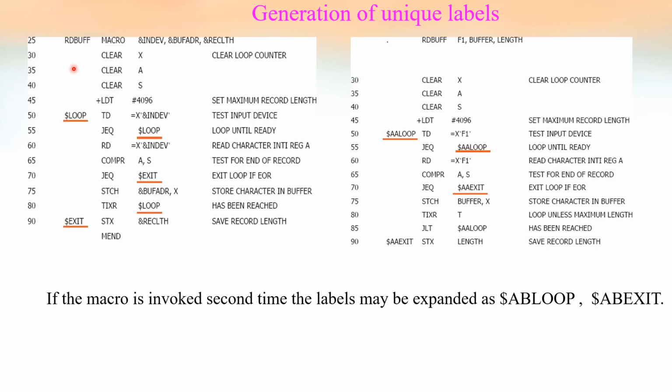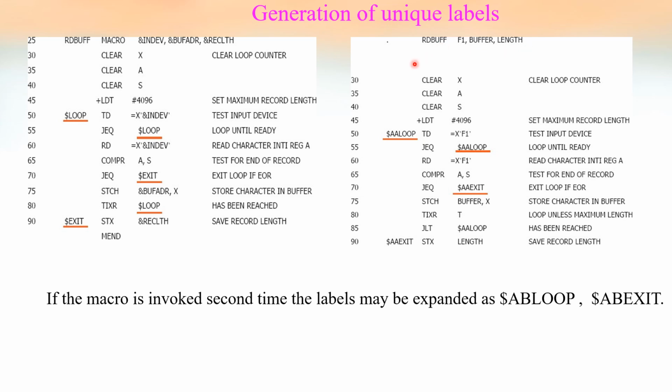We can see an example. So this is the definition of the macro RDBUFF, and these are the parameters. And here two labels are there, $LOOP and $EXIT. So the label is preceded with the symbol $. See this macro call or macro invocation RDBUFF, and these are the actual parameters F1, BUFFER, LENGTH.